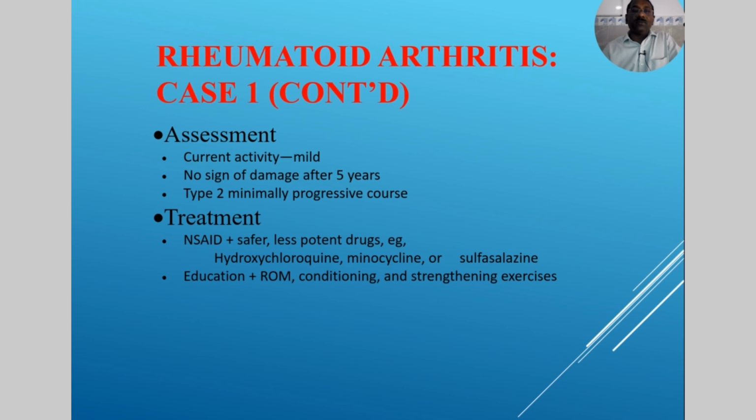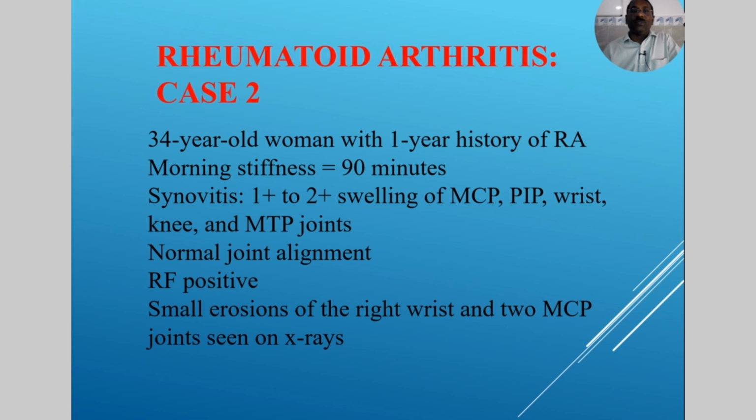So the treatment: NSAIDs, hydroxychloroquine, sulfasalazine, and education, or physiotherapy. Another case, a 34-year-old woman with 1 year history of the rheumatoid arthritis. Here, 1 year only. Morning stiffness 90 minutes. Synovitis 1 to 2 joints, MCP, PIP, wrist, knee and MTP.